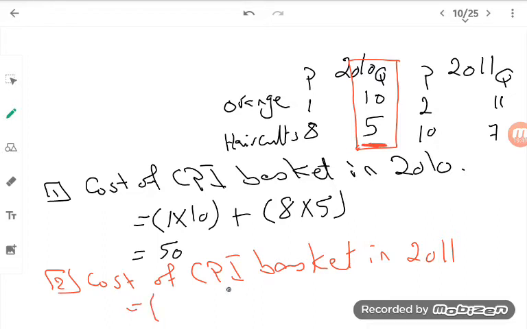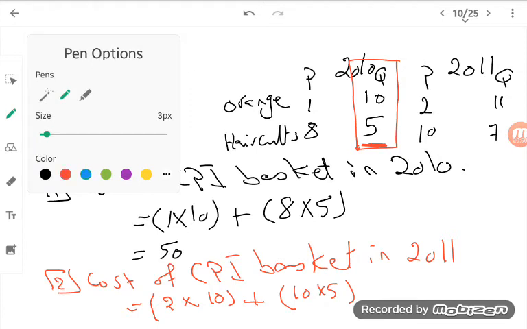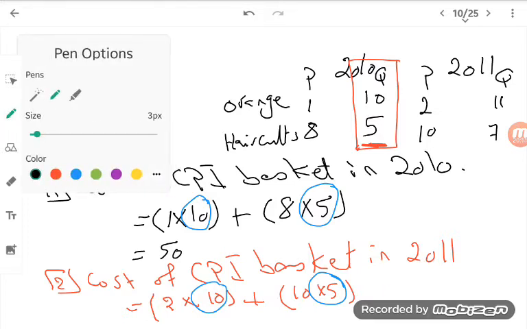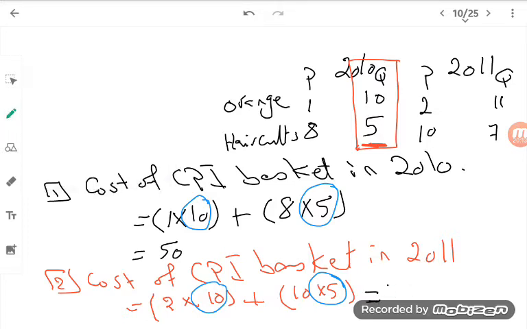So in this case, cost of CPI basket will be calculated as 2 multiplied by 10 plus 10 multiplied by 5. Okay, once again, we are going to keep quantity constant and just change the price. This is gonna be 70.